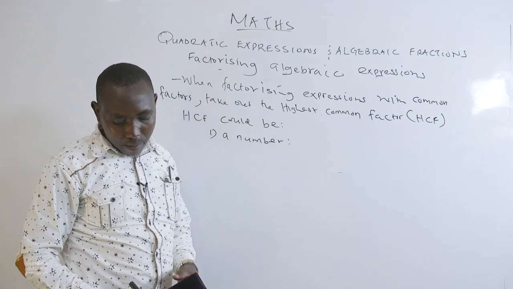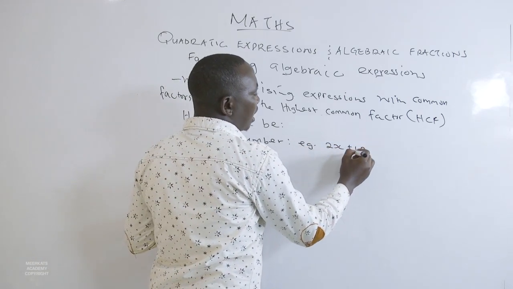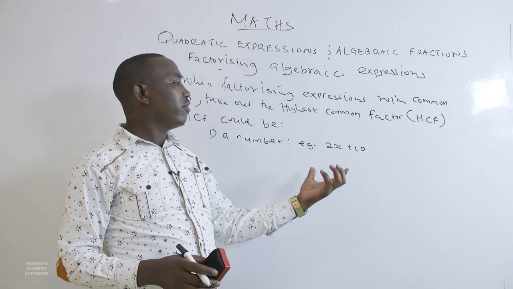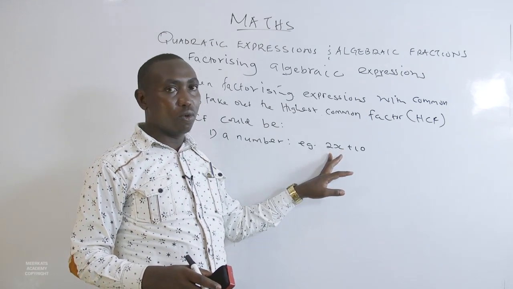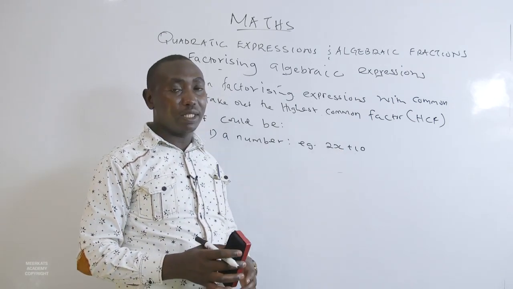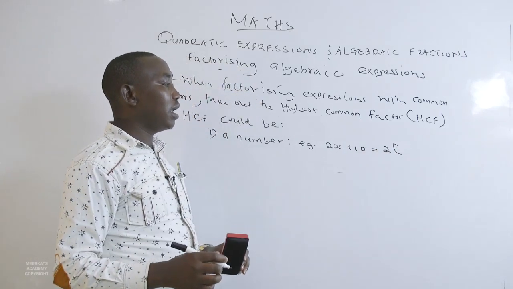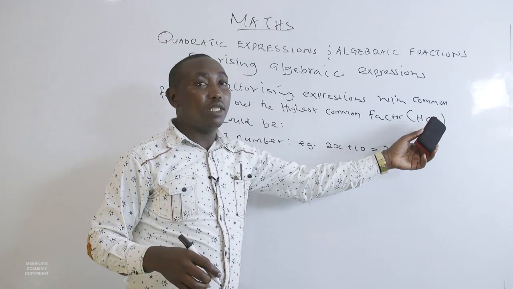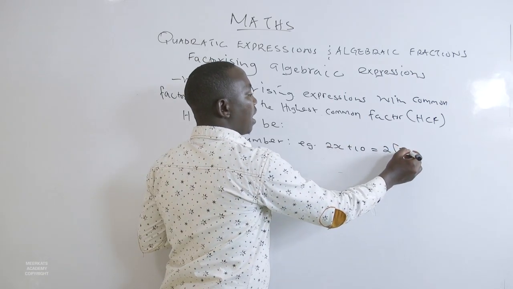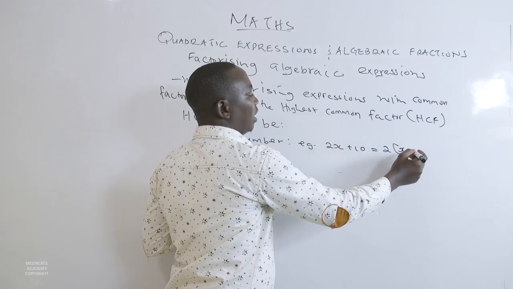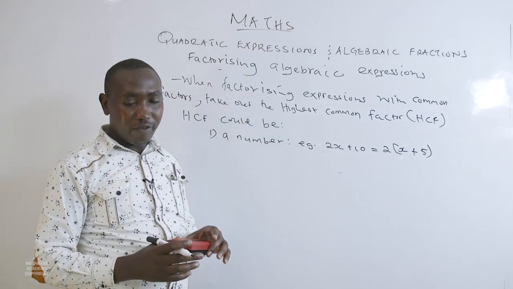Just any number, like for example, when you have 2x plus 10. So you'll discover that the highest factor that is common between these two terms is a number, and this number is 2. 2 is common in the first term, it's common in the second term, and therefore we need to take it out. So when you take it out, we'll say that you have factored using the HCF. So the HCF of this expression is 2, and that will be 2 into x plus 5, since 2x divided by 2 is x, 10 divided by 2 is 5.